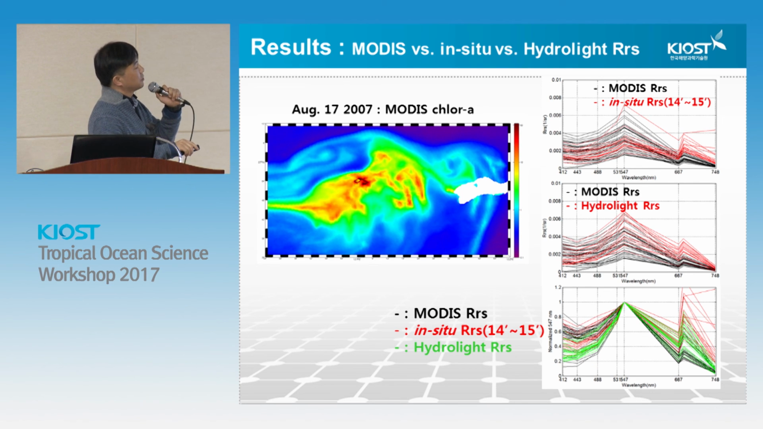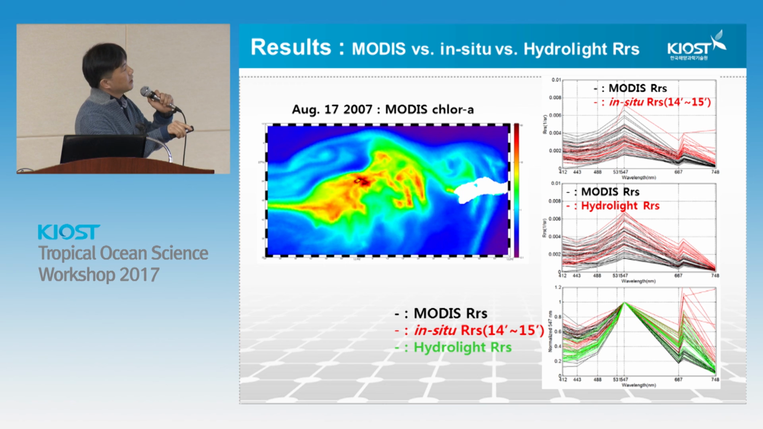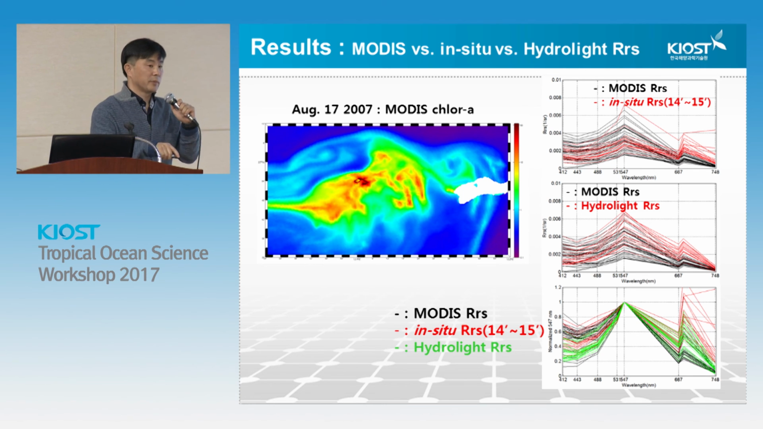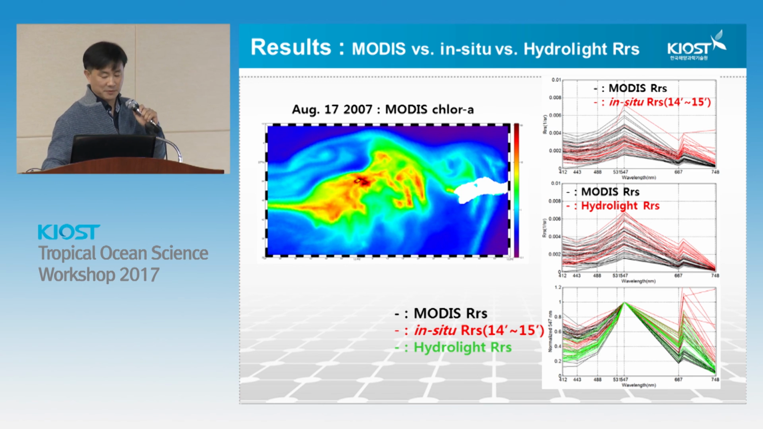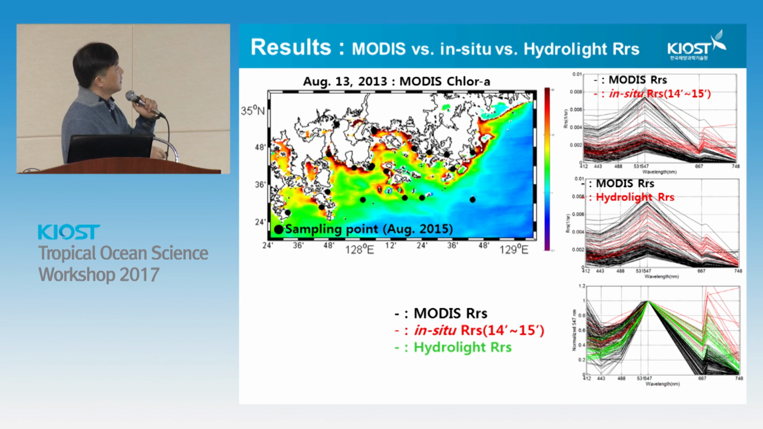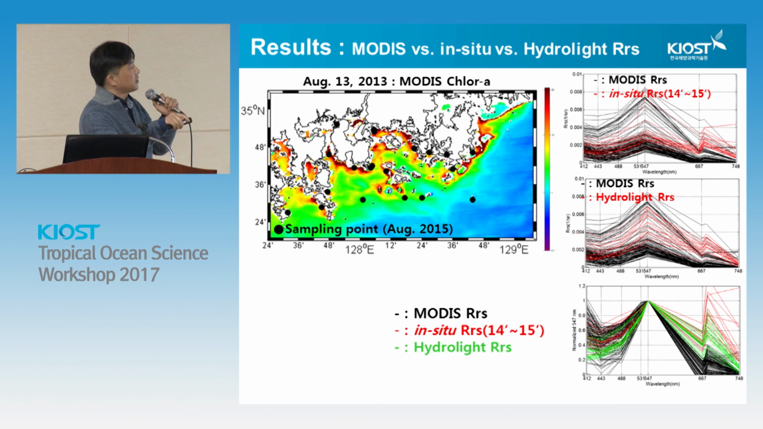So we also tried to compare the satellite data with the in-situ data and the simulation data. We merged all the data sets. It showed good agreement and contributed to the optical property for Cochlodinium polykrikoides. Another case, showing a coastal area red tide bloom, also gave a similar result.